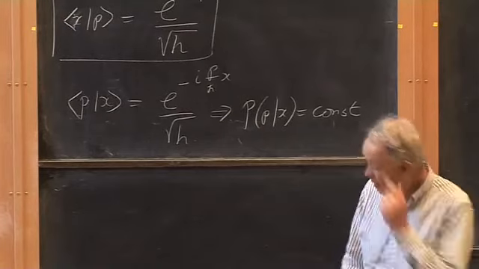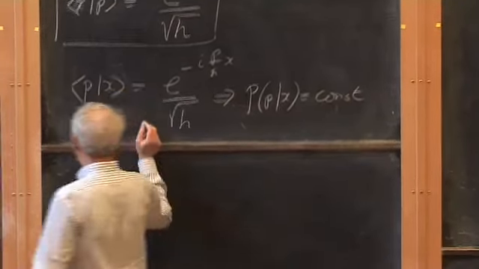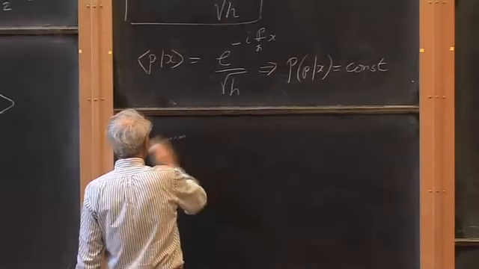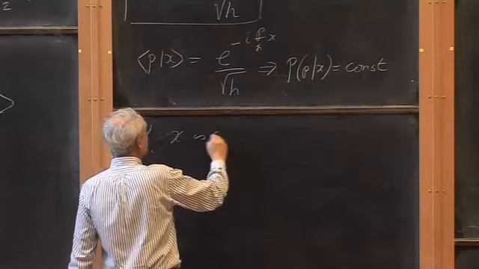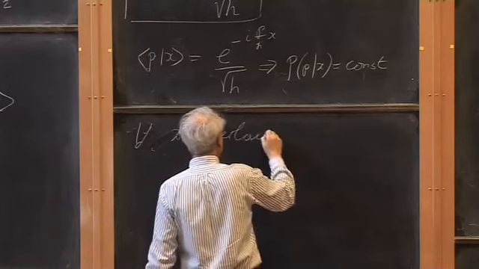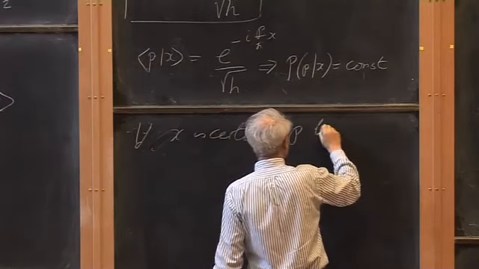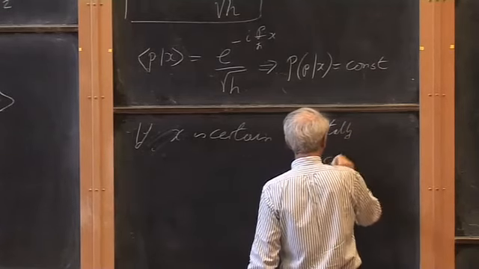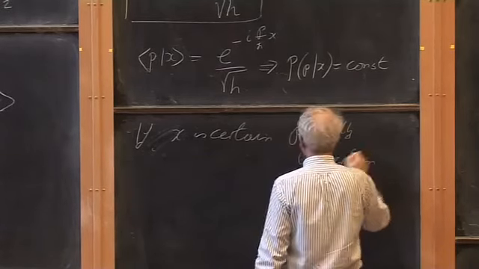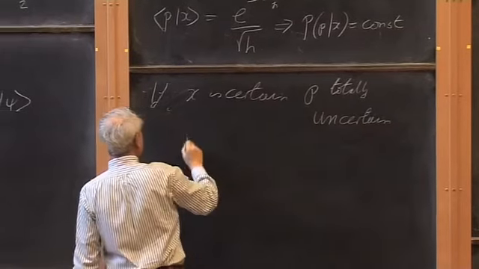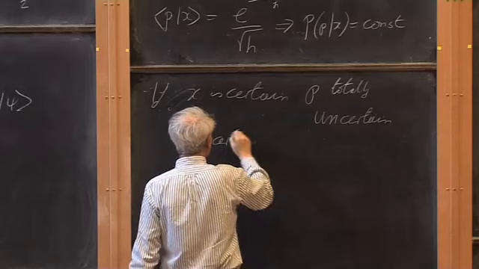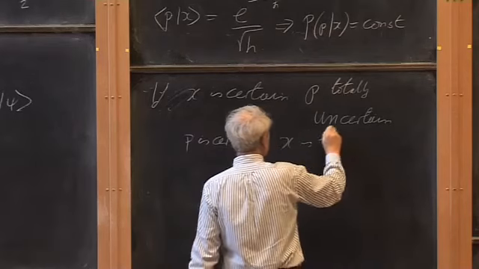So there we are. So what we've discovered so far is if x is certain, p is totally uncertain. And conversely, if p is certain, x is totally uncertain.